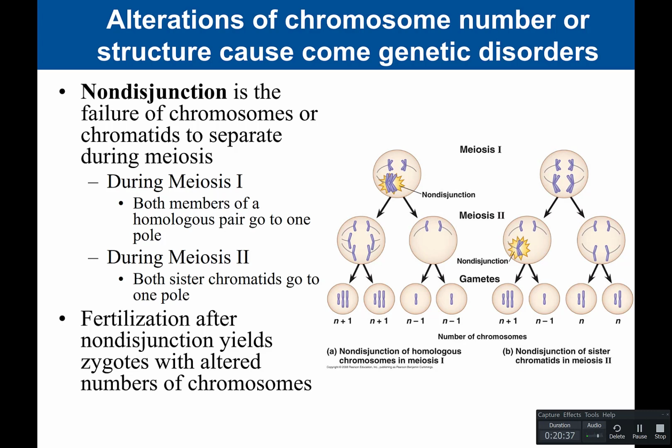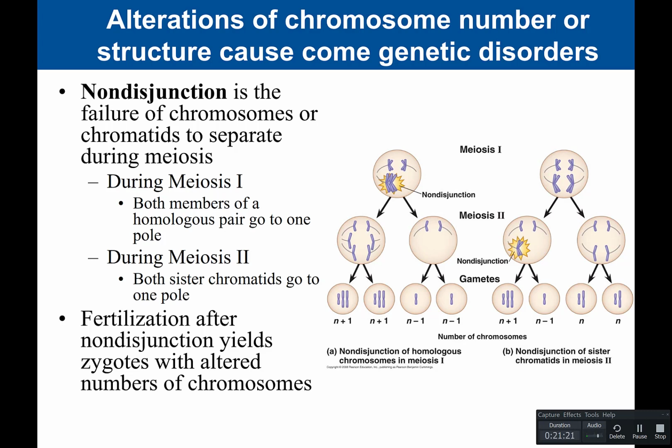So notice what happens here. In this case, the top homologous pairs separate properly, but nondisjunction happens with this bottom pair. Both of those go to one side, nothing goes to this side. So notice that over here, this one is missing that chromosome. Over here, this one has the extra. So what you end up with is 4 gametes, none of which have the right chromosome number. This bottom one is N+1, meaning it has its haploid number plus 1 extra. This one, haploid number plus 1 extra, haploid number minus 1. It's missing one of the homologous pairs. Same thing with this one.